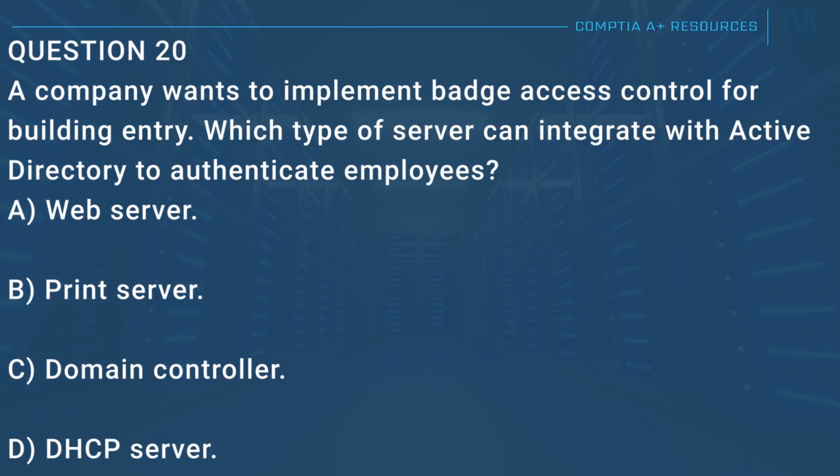Question 20. A company wants to implement badge access control for building entry. Which type of server can integrate with Active Directory to authenticate employees? A. Web server, B. Print server, C. Domain controller, D. DHCP server.